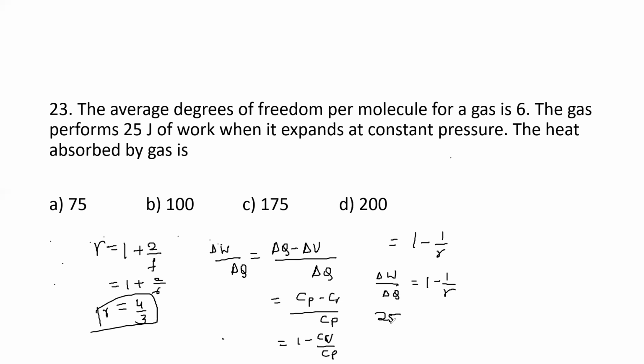That is, delta W is 25, divided by delta Q, equal to 1 minus 1 divided by gamma. The gamma value we just calculated is 4 by 3. So transfer delta Q and all other terms. It becomes 25 divided by 1 minus 3 by 4. You can simplify this, and you will get delta Q is equal to 100.